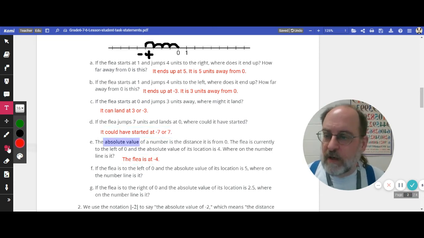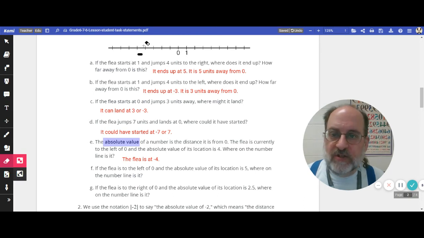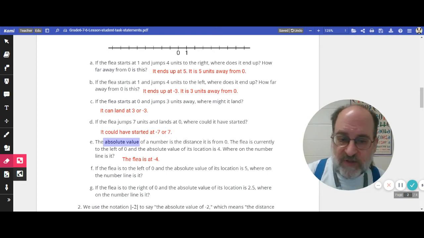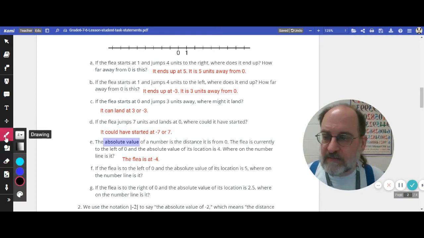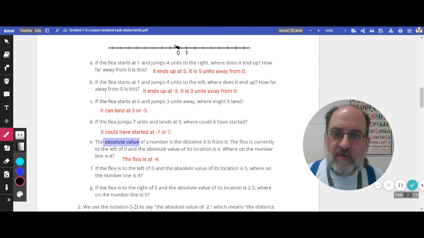All right. Again, I'm erasing these things so that when we start over a problem, we've got a fresh number line. If the flea is to the left of 0, we're over here again, and the absolute value of its location is 5. Remember, absolute value means distance from 0. Where on the number line is it? Well, now I have to move over 1, 2, 3, 4, 5. I am at negative 5.